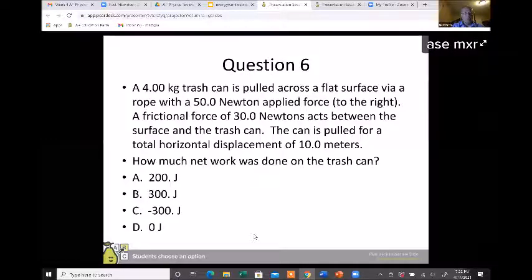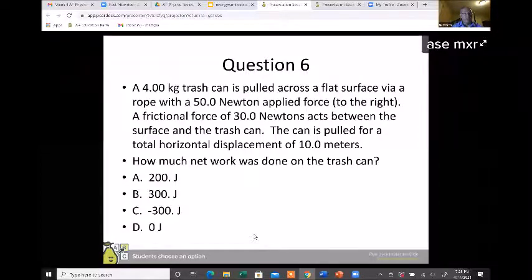So we had 0 work done by the normal force, 0 work done by the gravitational force. We had, let's see, 500 joules of work done by the applied force and negative 300 joules done by the frictional force. So if you add all those together, you end up with 200 joules of net work.